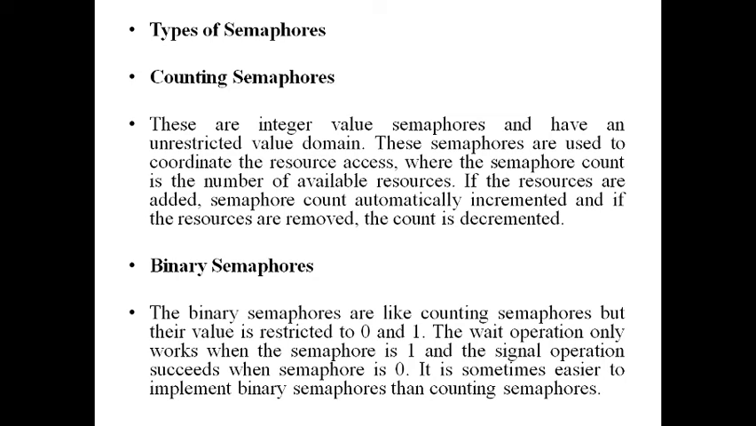Coming to binary semaphores, they have only restricted values. What are they? 0 and 1. By the name itself, we can understand it will have only binary numbers, that is 0 and 1. One is for incrementation, one is for decrementation. What are those two operations? Till now we have discussed wait and signal. Wait is used to decrement and signal is used to increment.